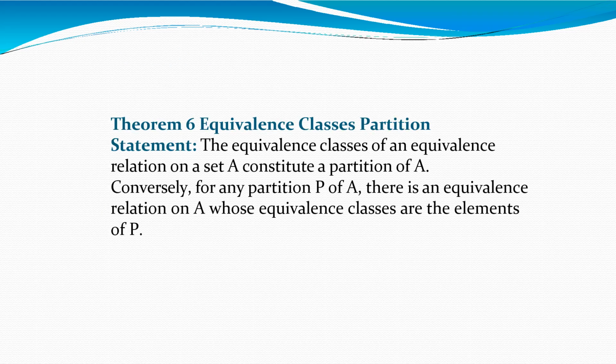Now, see, this is one important theorem regarding equivalence classes. The equivalence classes of an equivalence relation on a set A constitute a partition of A. Conversely, for any partition P of A, there is an equivalence relation on A whose equivalence classes are the elements of P. So, if you consider any equivalence relation on set A, then the corresponding equivalence classes are pairwise disjoint, they are non-empty, and their union is A. So they constitute a partition of A. In reverse way, if there is some partition P of A, then for that partition, one equivalence relation is associated with it, whose equivalence classes are the elements of P.